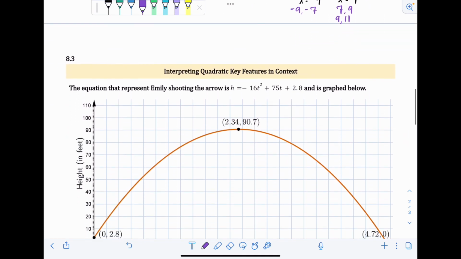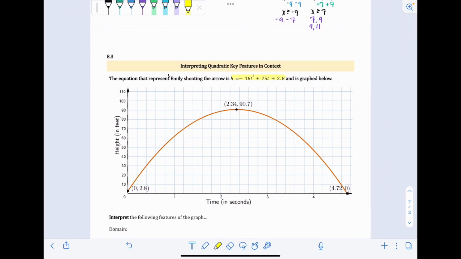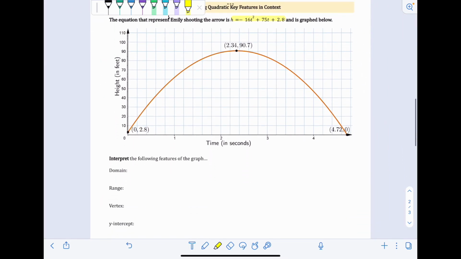Okay, moving down to 8.3, interpreting quadratic equation features in context. So we have obviously a graph of a quadratic. The equation that represents Emily shooting the arrow is h equals negative 16t squared plus 75t plus 2.8. That's the equation that we found in example 2 from 8.1, 8.2. And here it is graphed. So we just want to take a look at the domain, the range, the vertex, and the y-intercept, and interpret what they mean in the context of this problem.